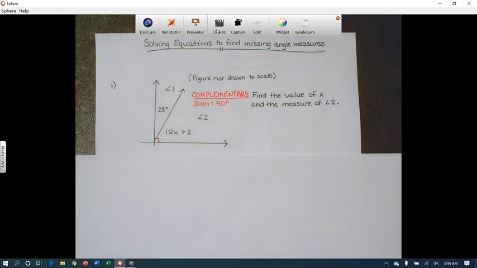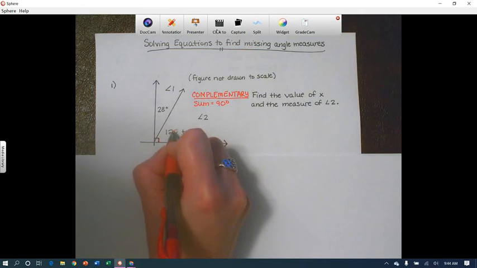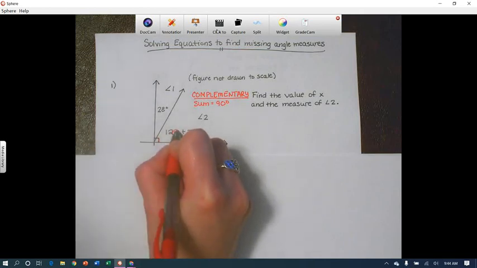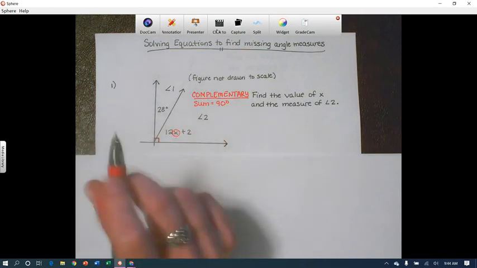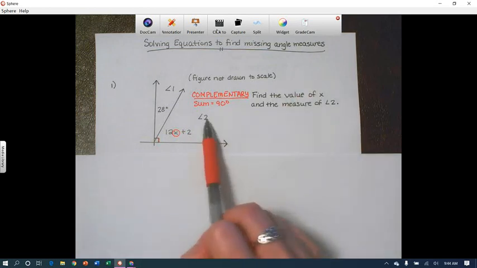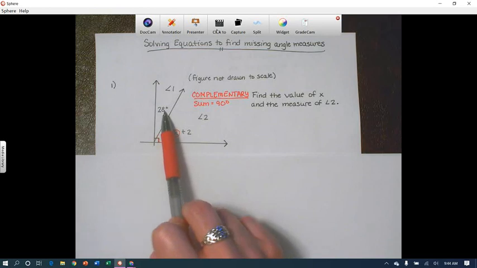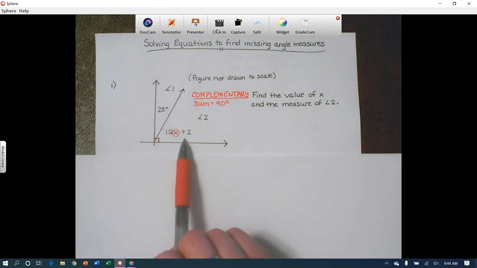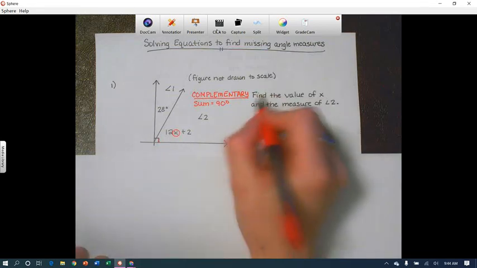And so the directions state that we need to find the value of x. We need to know what that missing value is right there in this expression. And then we have to find the measure of angle 2. So we know that the measure of angle 1 is 28 degrees, and we're given an expression for the measure of angle 2. So let me write down what I know as of right now.